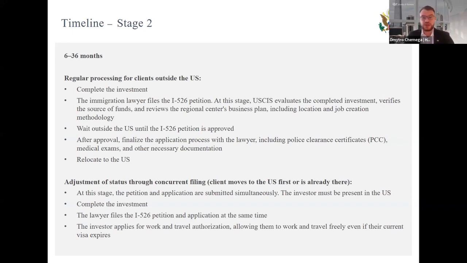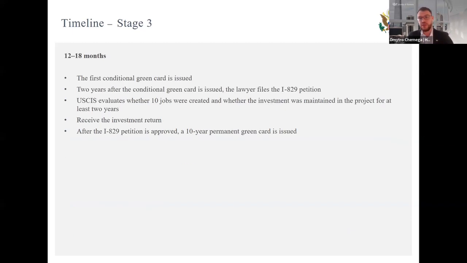After the approval is granted, the investor and family members obtain a 2-year conditional green card, which can later be adjusted to a permanent 10-year green card during the next, third stage. Stage 3 is the last in the EB-5 journey, where the conditions are removed and the permanent green card is issued. Usually, it might take between 12 to 18 months.